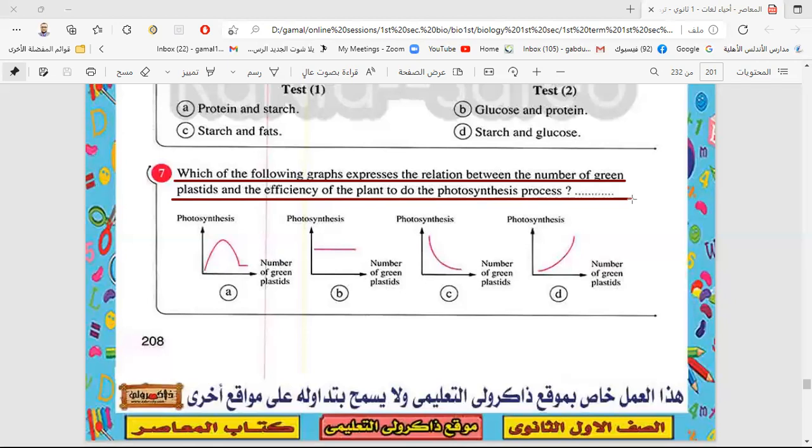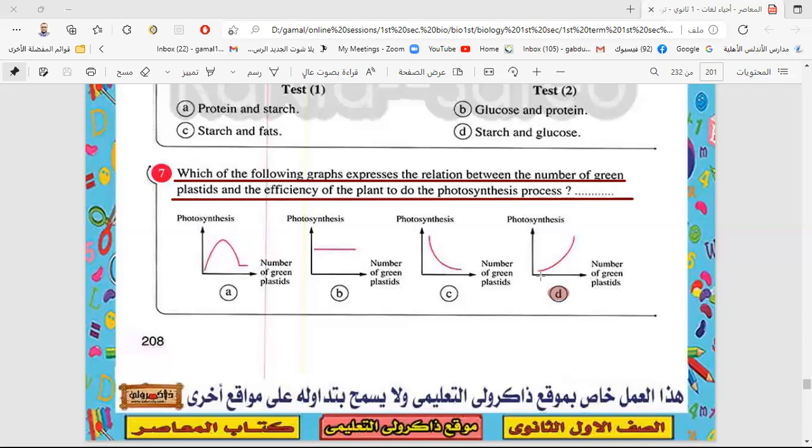Direct relationship. Which graph here has a direct relationship? This one, is it a direct relationship, or this one, or this one, or this one? Which one is directly proportional? What do you think? D. Yes, of course. D. Of course, my son. Of course, Omar. D, the only one we have directly proportional.